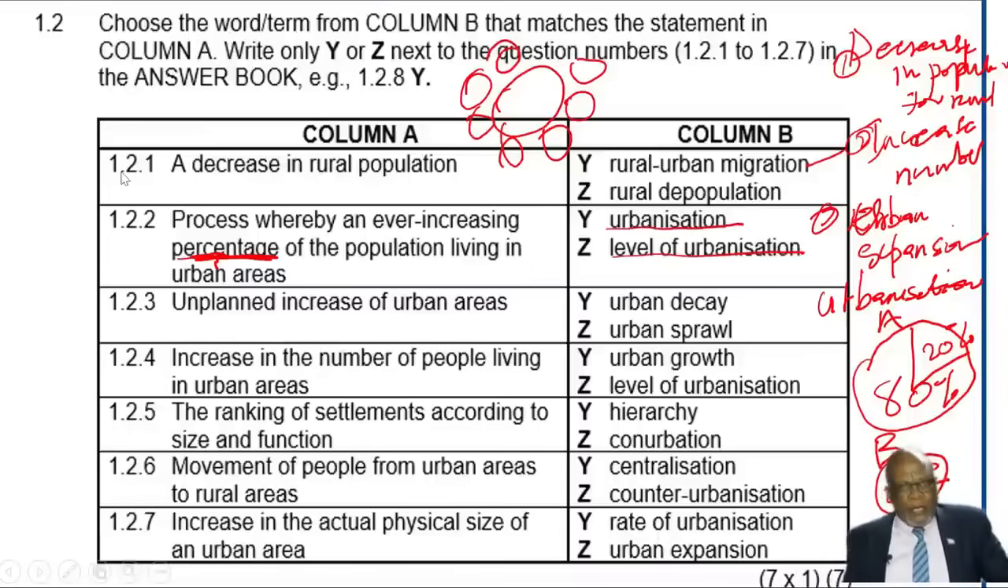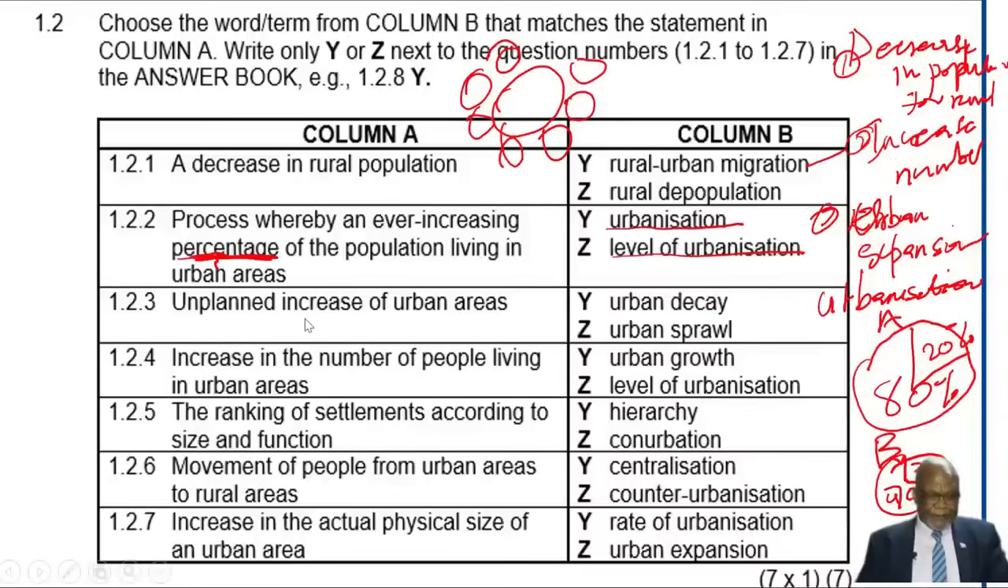But in poor and developing countries, the level of urbanization is lower, but the rate is high because there is high poverty in rural areas. So the people are moving out of rural areas. They want to go to urban areas. Now the rate is high, but the level is low for poor countries. So that is the level of urbanization and the rate of urbanization.